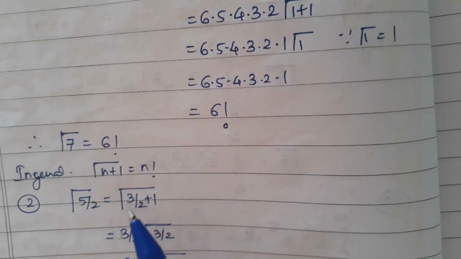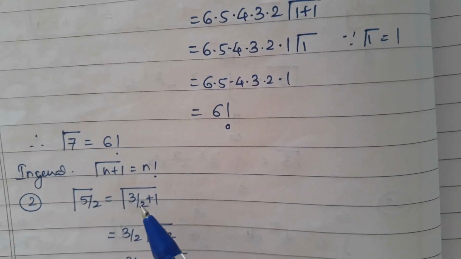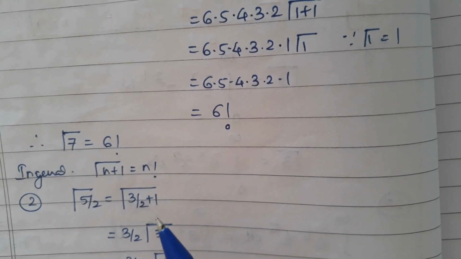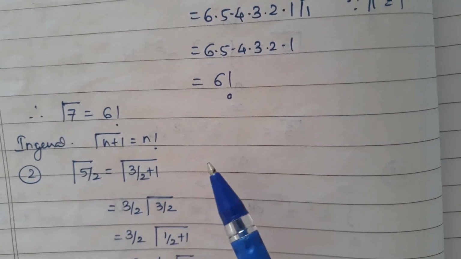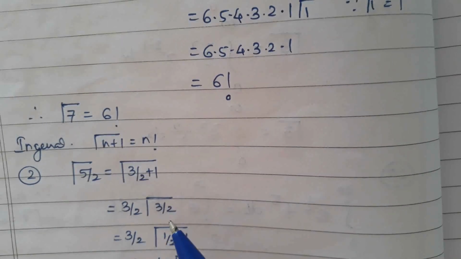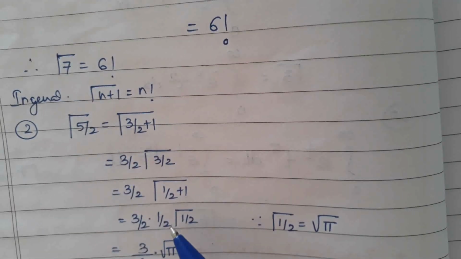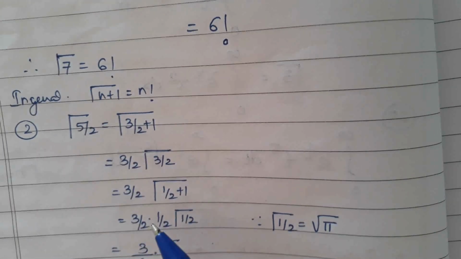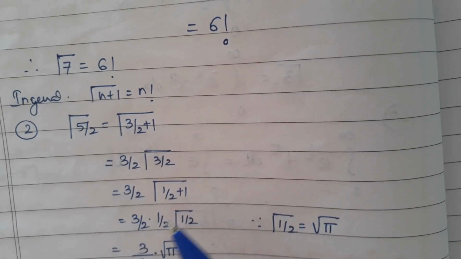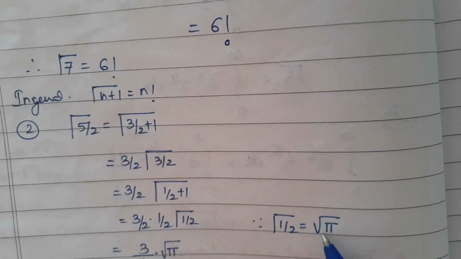Suppose we have the value of n in the form of a fraction, again you may apply the same formula. Gamma 5 by 2 can be written as gamma 3 by 2 plus 1. By using n gamma n, this becomes 3 by 2 gamma 3 by 2. 3 by 2 write in the form 1 by 2 plus 1 and use the n gamma n property. So 3 by 2 into 1 by 2 gamma 1 by 2, and here we have to put the value of gamma 1 by 2 equal to root pi.